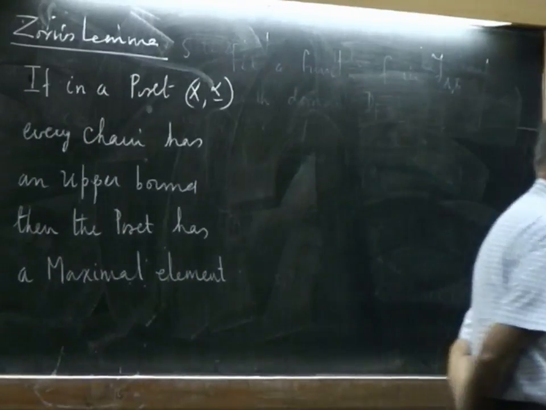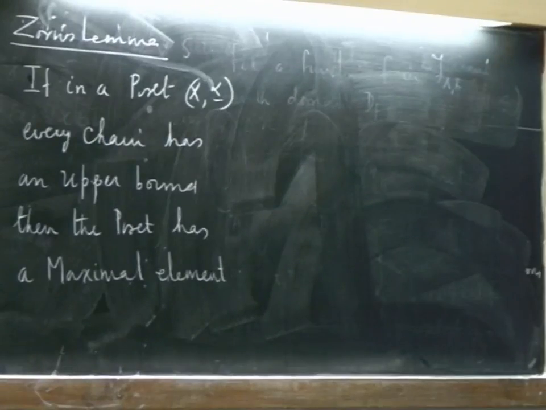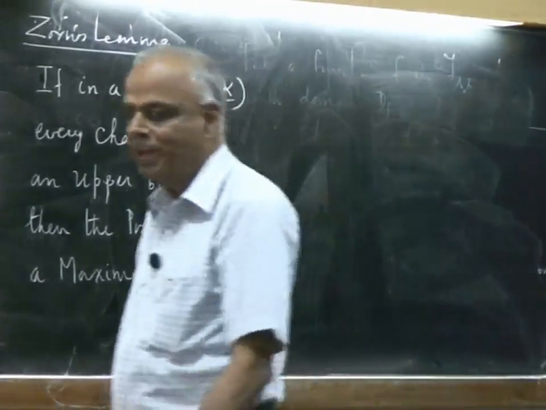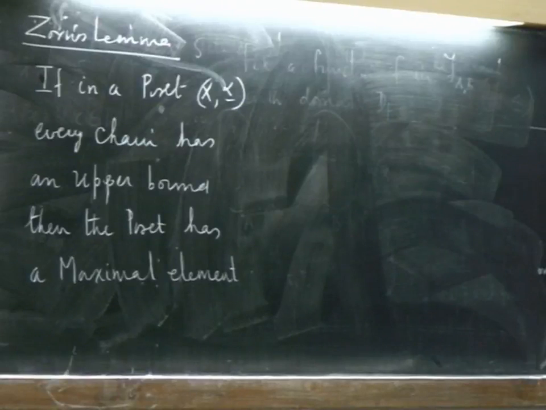The poset has a maximum. If in a partially ordered set, every chain has an upper bound, then the partially ordered set must necessarily have a maximal element.